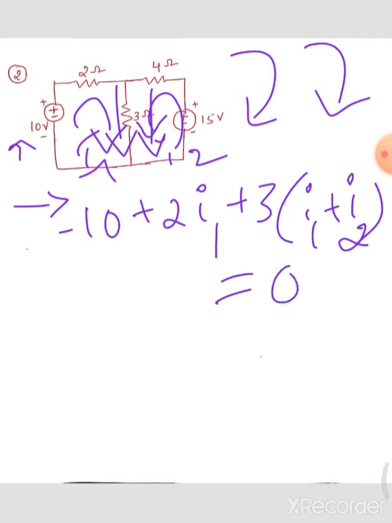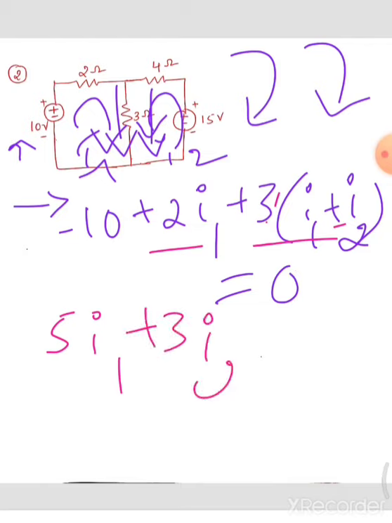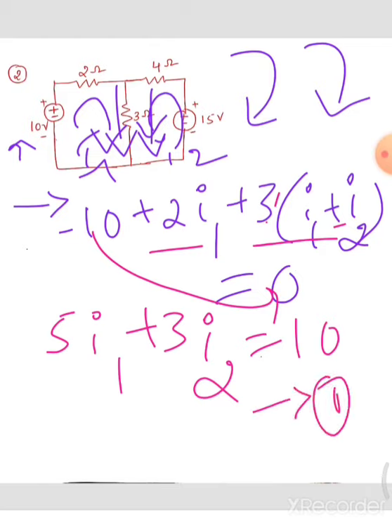Just simplify this. 2I1 plus 3I1 will be 5I1. Next 3 times I2, so that is plus 3I2. Then 10, you send to this side, which will be equal to 10. 5i1 plus 3i2 will be equal to 10. Okay, this is the first equation, remember.